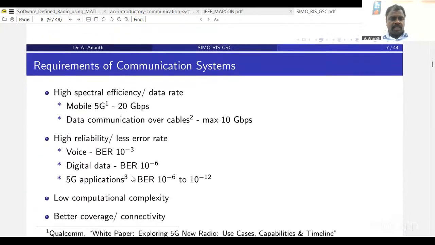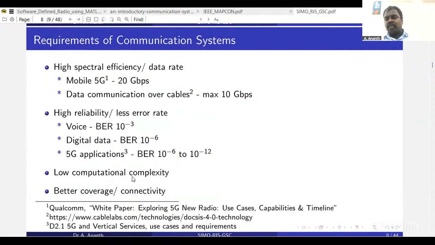Okay, so coming to the introduction, these are the basic requirements of our wireless communication system. One is we expect a higher data rate, and it increases with every generation of mobile communication. Especially if you take 5G, the expected peak data rate is 20 gigabits per second. Similarly, if you take optical fiber communication governed by DOCSIS, the maximum data rate expected is 10 gigabits per second. So this is one aspect of our requirement towards wireless communication.